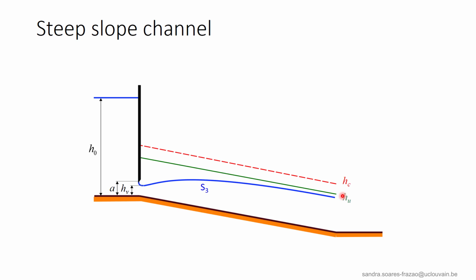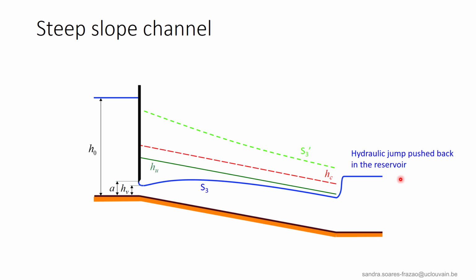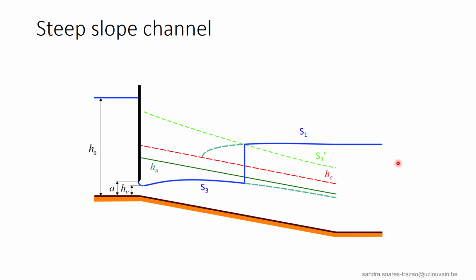Anyway, these profiles tend to the normal depth and can thus be infinitely long. In the present example, we have a S3 profile. If the downstream water level is below HC, the flow just spills into the downstream reservoir. For an increasing downstream water level, we first have a hydraulic jump that is pushed back in the downstream reservoir, if this level is below the sequent depth of the S3 profile at the end of the channel.